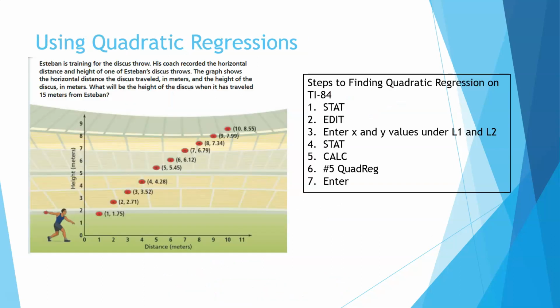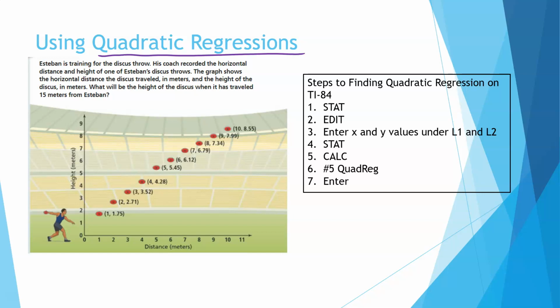This is called finding or using the quadratic regression. So here we can see that Esteban is training for the discus throw. His coach records the horizontal distance and height of one of Esteban's discus throws. The graph shows the horizontal distance the discus traveled in meters and the height of the discus in meters. What will be the height of the discus when it has traveled 15 meters?